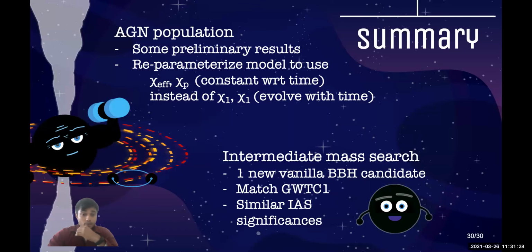So in summary, we have some preliminary results for our AGN population study, and we would like to reparameterize our model to use different spin parameters, ones that won't be affected by time. And for our intermediate mass search study, we've found one new vanilla binary black hole candidate, and we've seen that our results match up with those from the IAS group and the GWTC LIGO study.